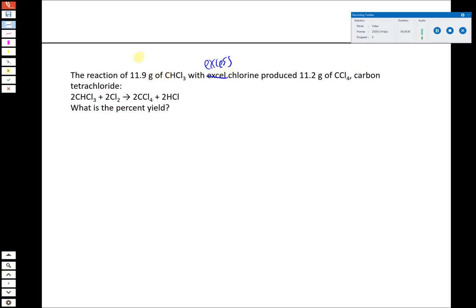So again, that tells us that this is our limiting reactant. We don't have to even worry about determining what the limiting reactant is. We produced 11.2 grams of CCl4. We want to know what is the percent yield.